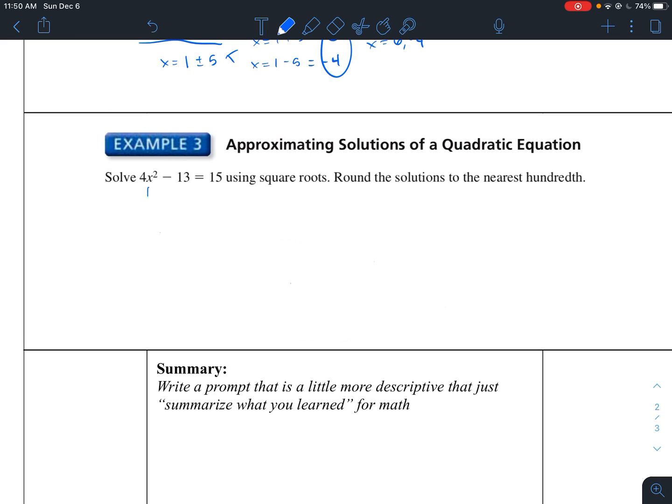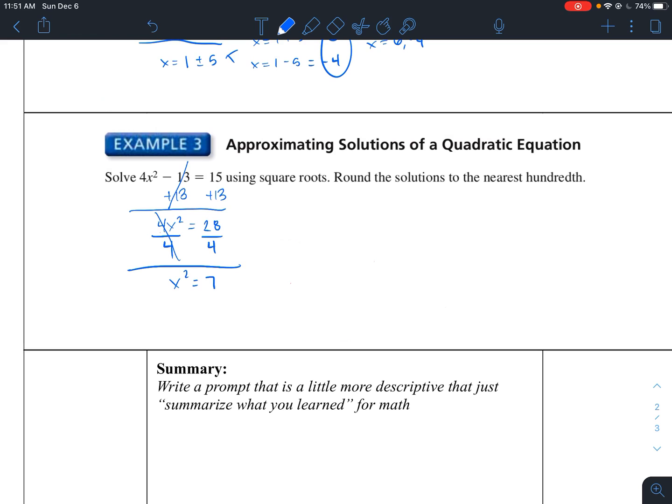So again, let's algebraically get x all by itself. So I'm going to add 13 here in order to get it out alone, but I also have to add 13 over here. Here they'll cancel, and then I'll have 4x squared on the left, and then over here I'll have 28. Okay, and then I can divide by 4, but then I also have to divide by 4 over here. The 4's will cancel here, so I'll be left with x squared equal to 28 divided by 4, which is 7.